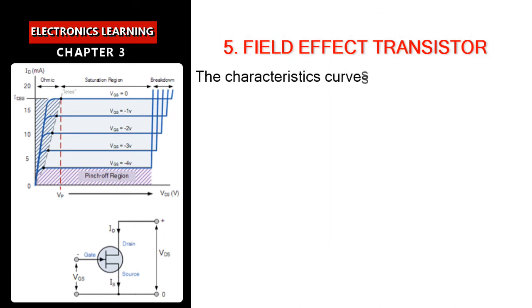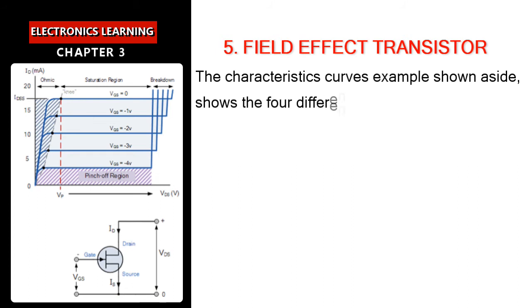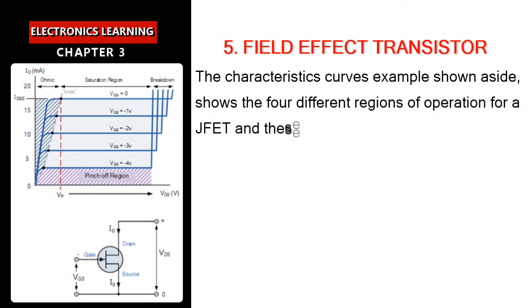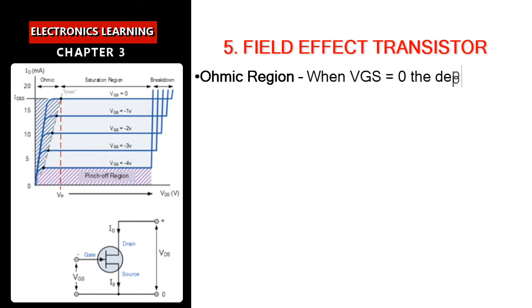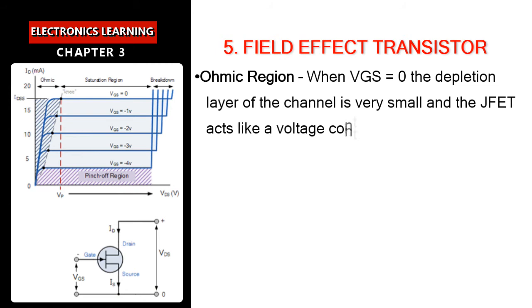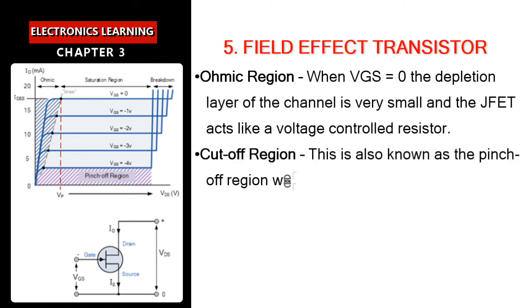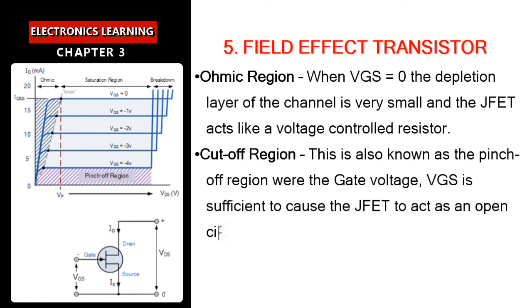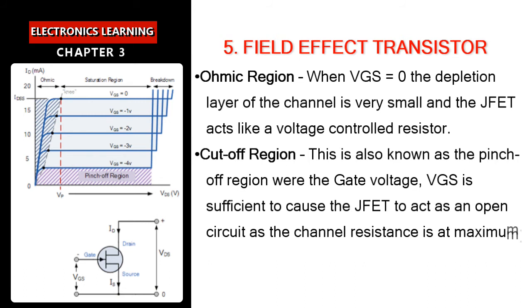The characteristic curves example shown aside shows the 4 different regions of operation for a JFET, and these are given as follows. Ohmic region: when VGS equals 0, the depletion layer of the channel is very small and the JFET acts like a voltage-controlled resistor. Cutoff region: this is also known as the pinch-off region, with a gate voltage, VGS, sufficient to cause the JFET to act as an open circuit as the channel resistance is at maximum.